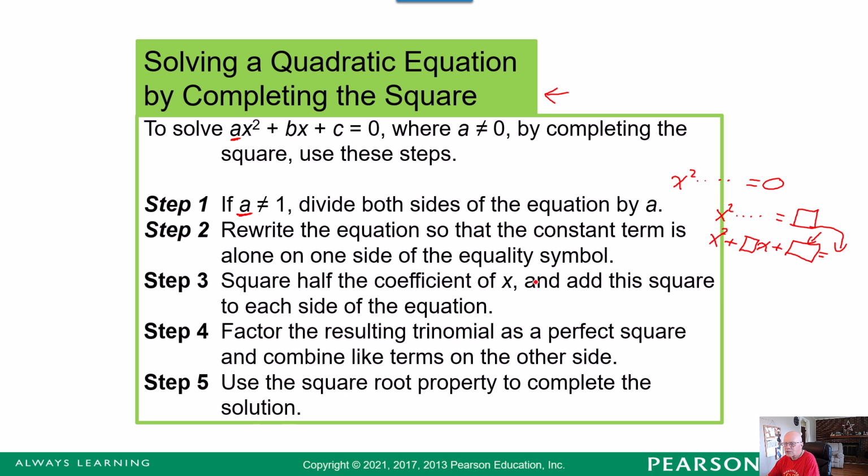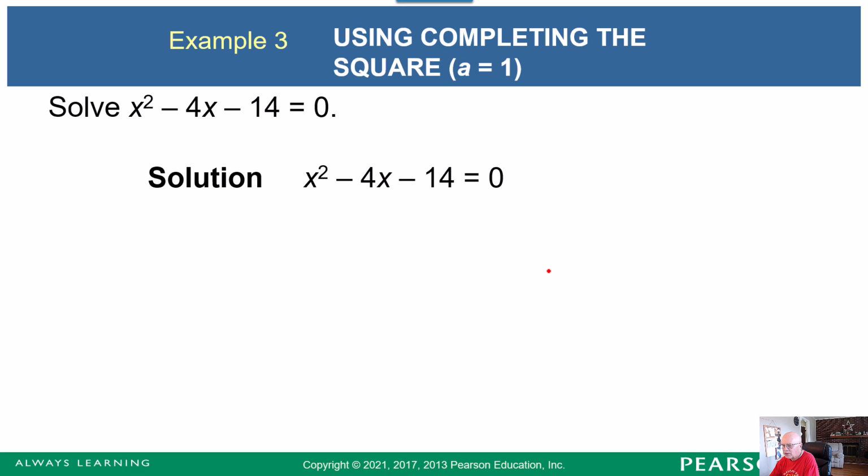Now I'm going to have to perform some magic here. I'm going to change the color of the ink to blue so you can see what I'm adding. What I'm going to do is take the number in front of the x, the coefficient of x, over here, negative 4. First of all, I'm going to divide it by 2, and then I'm going to square the answer.